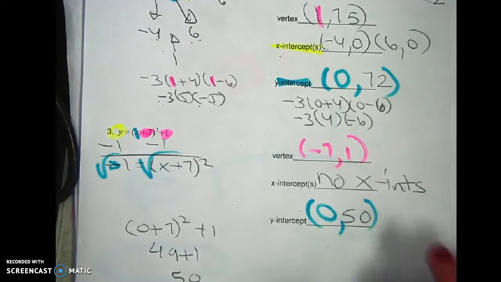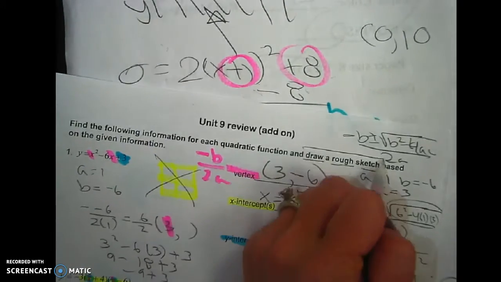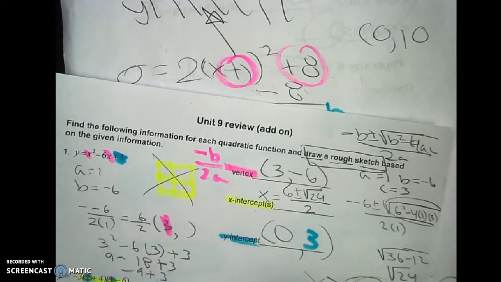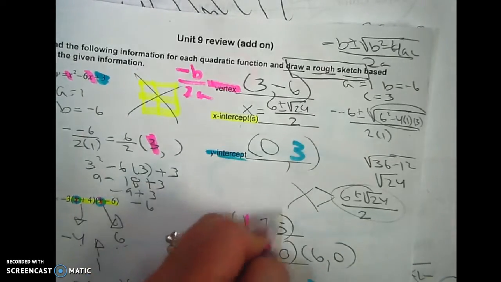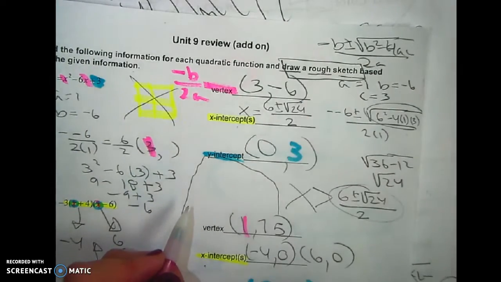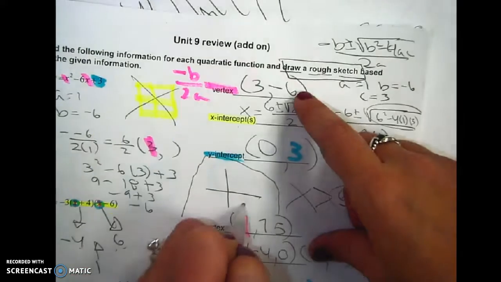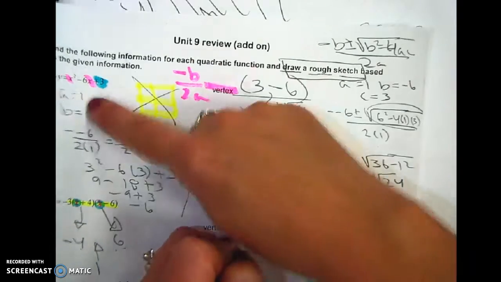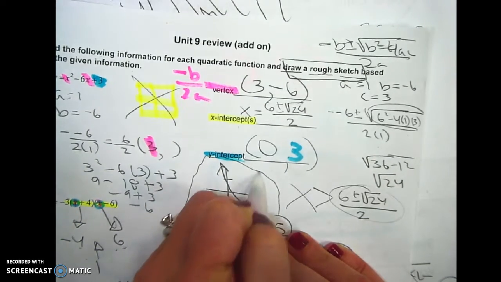Now, I have to be careful because I did all of this work and I didn't read that part that was underlined. Draw a rough sketch. Okay? So let me do this first one. I know I didn't leave much space. I apologize. When it says draw a rough sketch, I'm going to make a line. My vertex, 3, negative 6. I know it's supposed to be going up, and I'm okay with you just going like that. Okay?